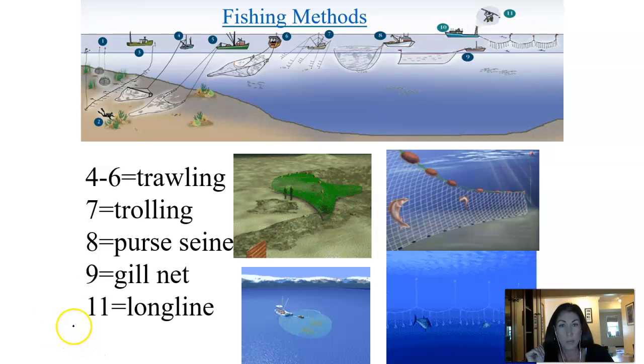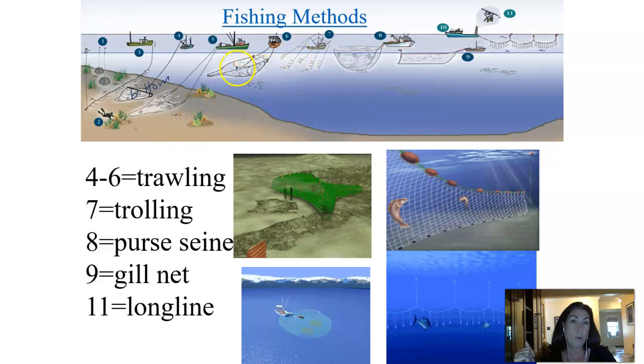So, numbers 4 through 6 are what we refer to as trawling. So this is a bottom trawl right here. And so this is a cone-shaped net that you drag along the bottom, and it'll catch anything in its path.